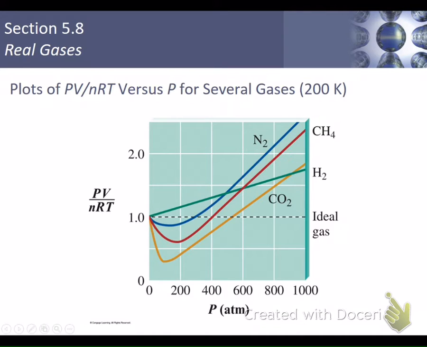The less linear these curves are, the more it deviates from ideal behavior. And you can see some of these, like CO2, has a little hook shape to it. Well, that's bad. That's in an area where you have some non-ideal behavior.